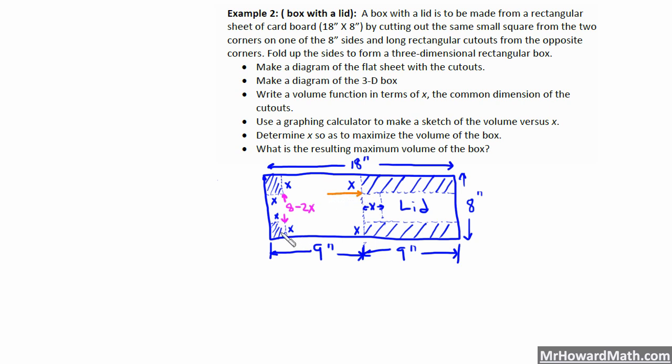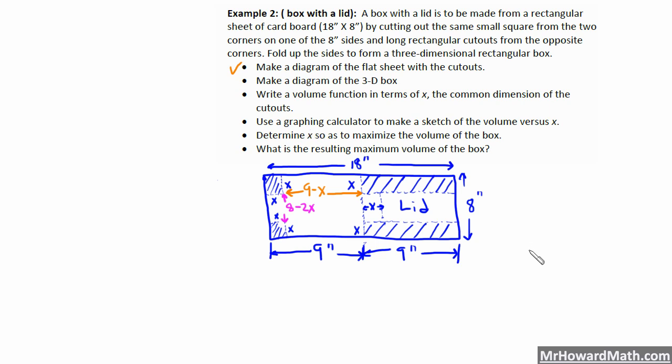And this dimension, let me do this in another color, from here to there is going to have to be, this whole thing is 9 inches from this edge to where this fold will be. So it's going to be 9 minus x right here, right up to there. All right. Okay, so make a diagram of the flat sheet with the cutouts. That's done. Now we need to make a diagram of the 3D box.